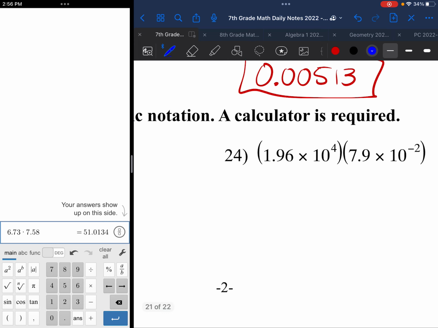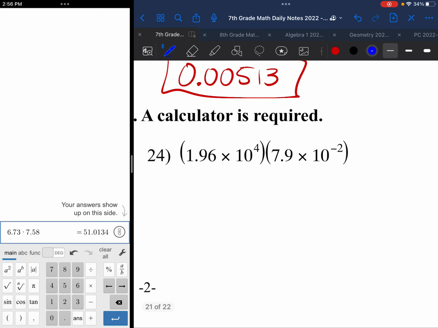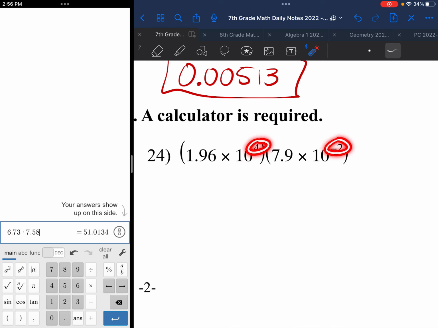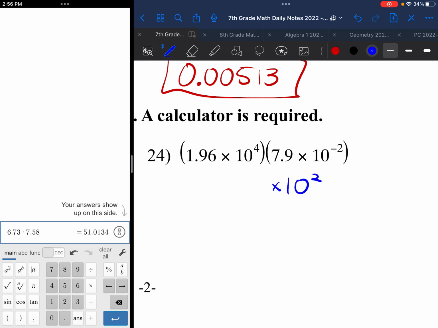We are on our last question. Here we go. All right. I'm going to look at you, 10 and 10, same base, so I'm going to add their exponents. 4 plus -2 is 2. So I have times 10 to the power of 2.